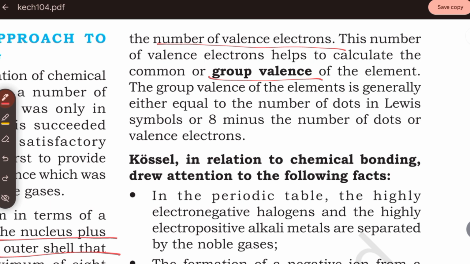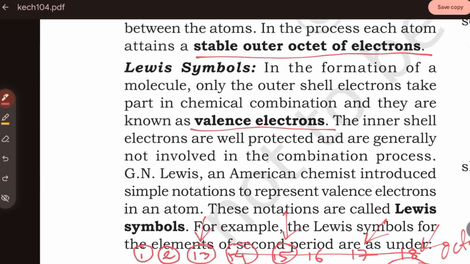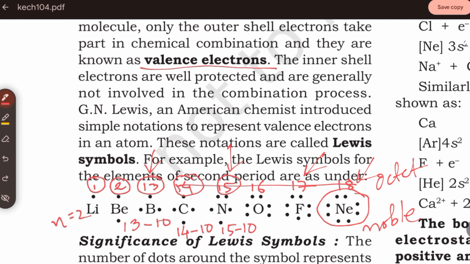That helps to calculate what group it is. Because if I say, let's go back to that example, that nitrogen has 5 valence electrons, now you tell me in which group it is. Of course, 5 plus 10, 15.